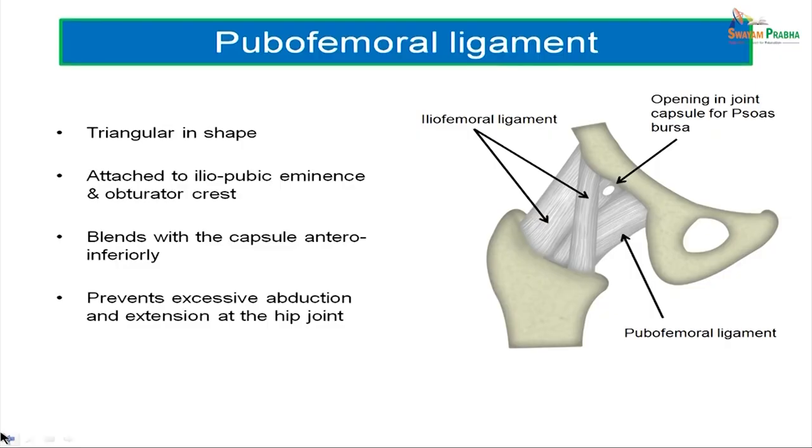The next ligament is the pubofemoral ligament. The pubofemoral ligament is a triangular ligament which is attached to the iliopubic eminence and the obturator crest. It blends anteroinferiorly with the joint capsule and reinforces the anteroinferior aspect of the joint capsule. The pubofemoral ligament prevents excessive abduction and extension at the hip joint.